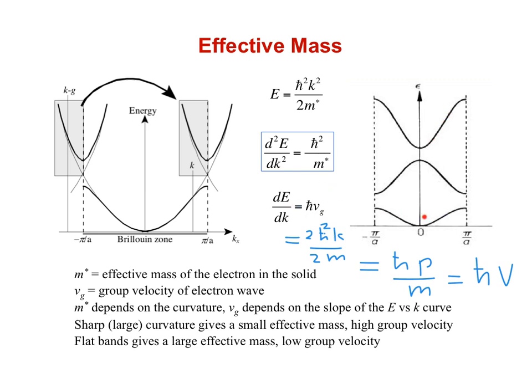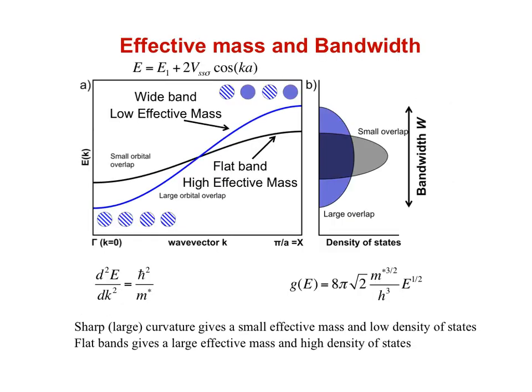On the other hand, flat bands with low curvature and low slopes will have large effective masses and small group velocities. Effective mass is also associated with bandwidth and density of states. When we have large atomic orbital overlap, we have a very dispersive band, which translates to it being very wide in energy space, and that means that the curvature is high, or we have a low effective mass. We generally think of flat bands as having high effective mass due to small orbital overlap.